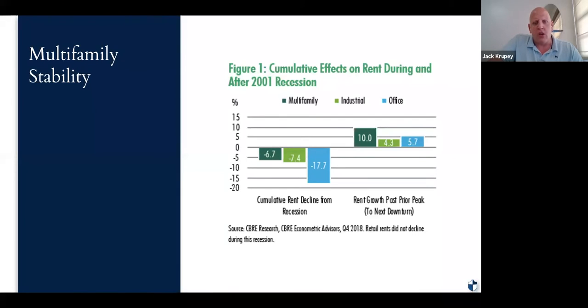And multifamily has only dropped 6.7%, whereas industrial and office space were down significantly higher, with office as low as 17%. And the second chart shows the growth rate, and as you see there, multifamily recovered to a greater amount and faster than the other asset classes. So it's proven time and time again to be a stable and recession-resistant asset.